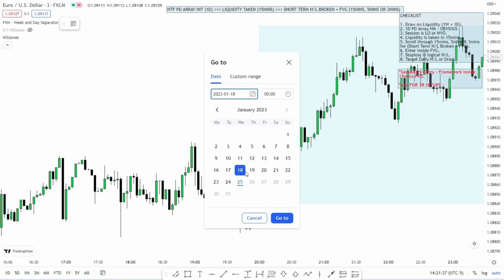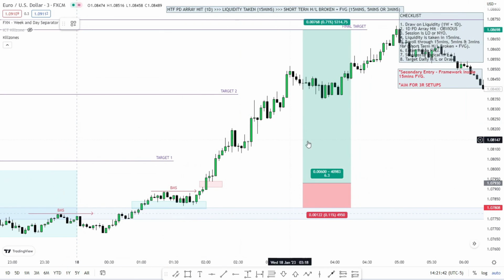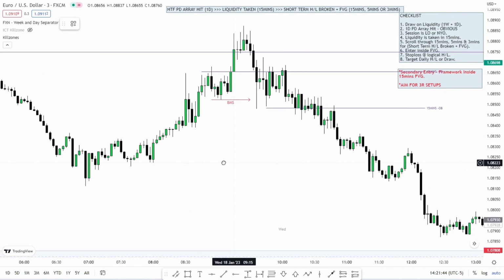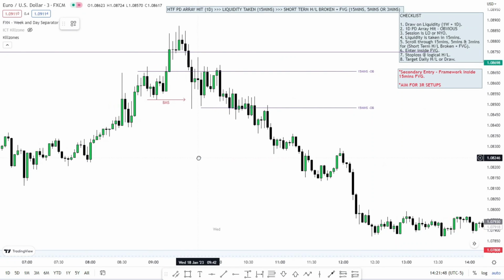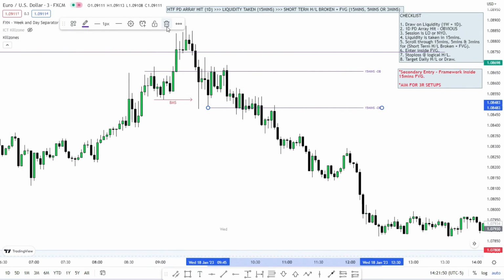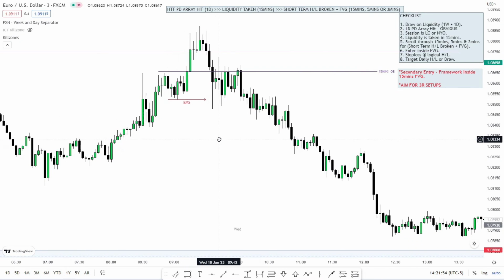So that is 18th. So after we took out, oh, perfect. So I think this order block, I can remove it. It's not relevant to what I want to show. What I wanted to show you guys is this.